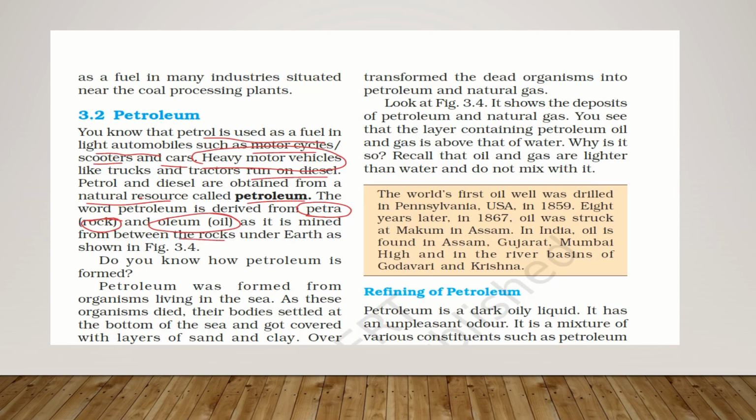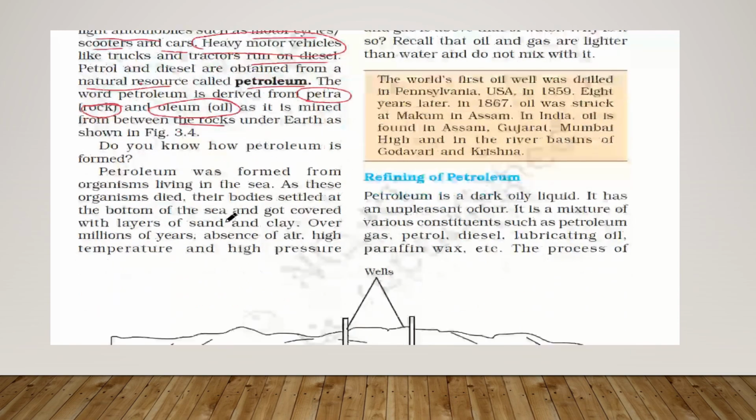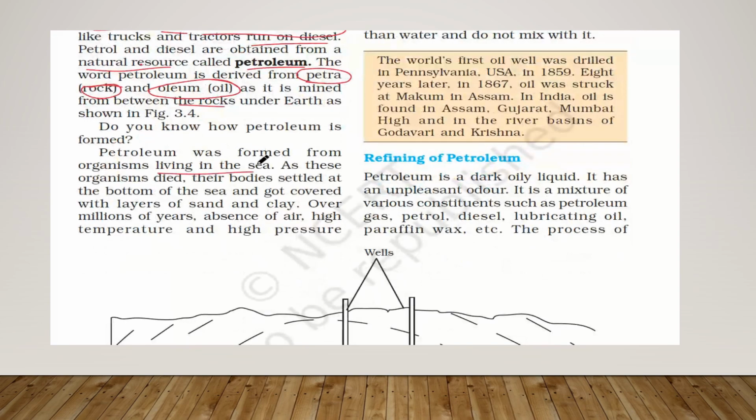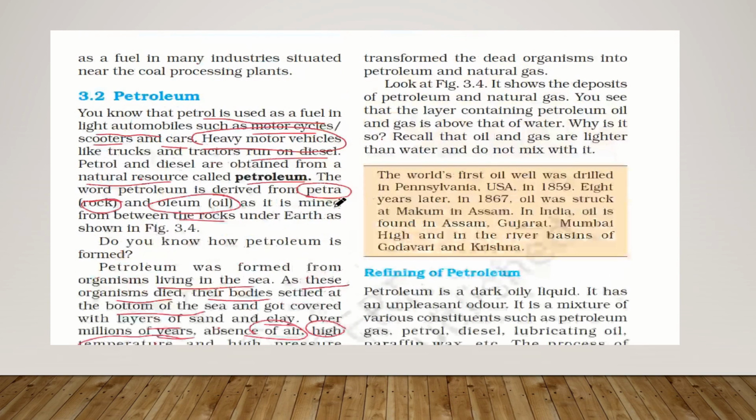Now petroleum is formed from the organisms living in the sea. As these organisms die, their bodies settle at the bottom of the sea, and they get covered with sand, clay and all. Over millions and millions of years, what will happen? The absence of air, high temperature and high pressure will transform these dead organisms into petroleum and natural gas.